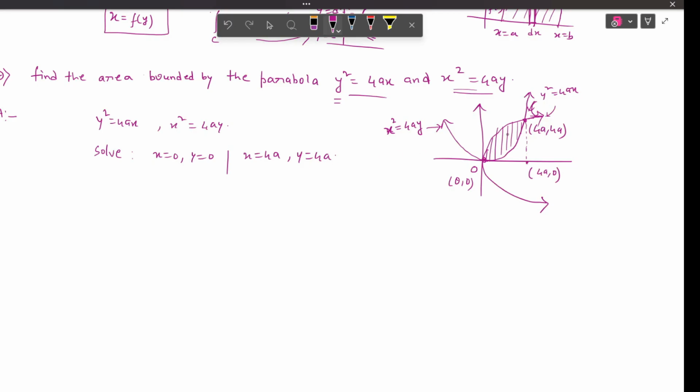So what is the area? We need this area. How to find? Area bounded by this curve, that means this whole area, and if we subtract the area bounded by this curve, that means this much area, so we'll get this area.